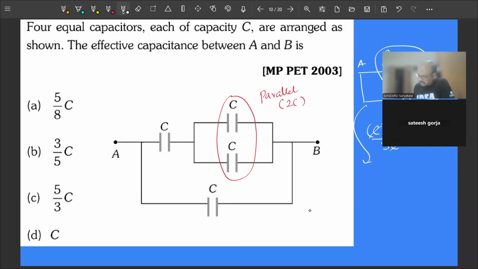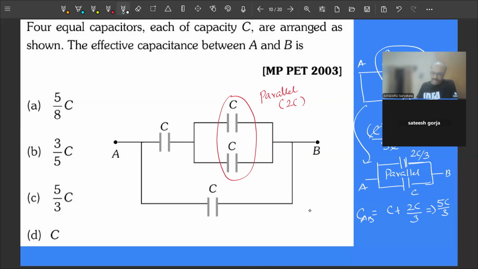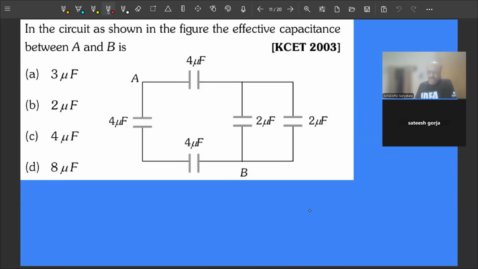Now this equivalent diagram we can write. We have two capacitors. This value is 2C by 3. This value is C. These two are connected in parallel. Parallel formula C1 plus C2. So 3C plus 2C becomes 5C by 3. So option C is the correct answer. So they ask the equivalent capacitor.